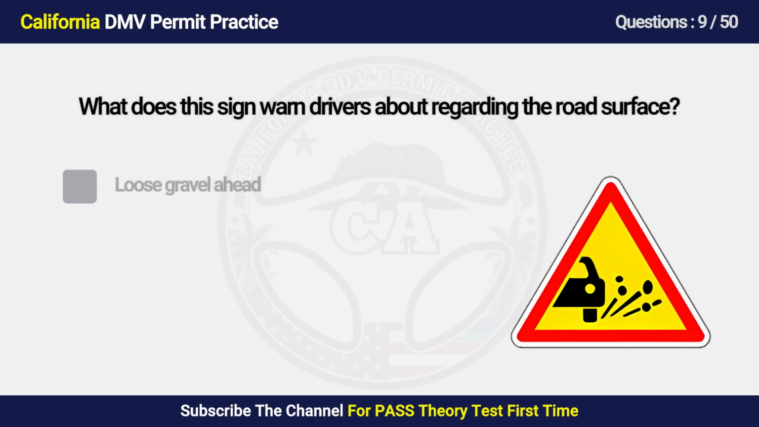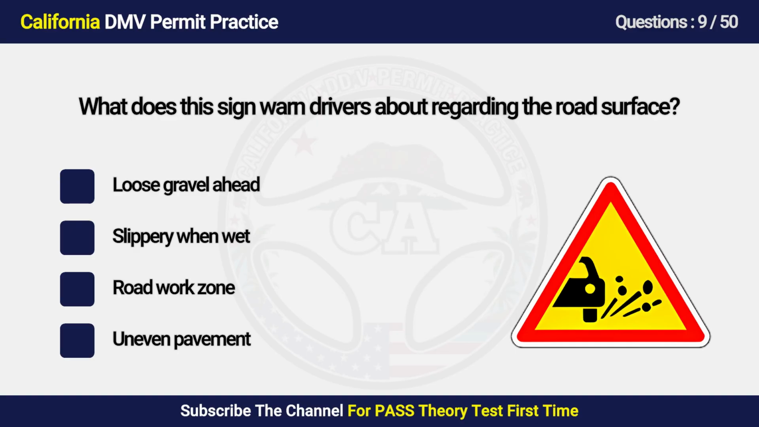Question 9. What does this sign warn drivers about regarding the road surface? A. Loose gravel ahead. B. Slippery when wet. C. Road work zone. D. Uneven pavement.